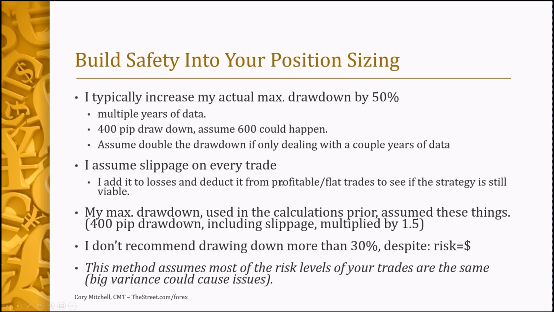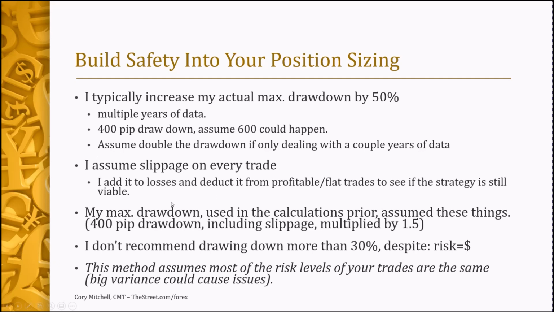So that brought it to about a 400 pip drawdown. Assuming that maybe conditions get volatile and I'm getting an extra 5-10 pip slippage on every one of these trades, I've got to build that in. So I'm going to assume it only lost 300 pips during a really bad time, but that it could actually take 400 pips, including slippage, and then I'm still going to increase it by 50%. And that's how I came up with that 600 pip risk.